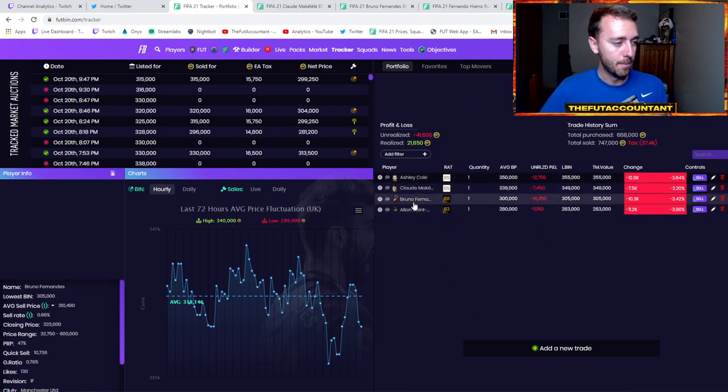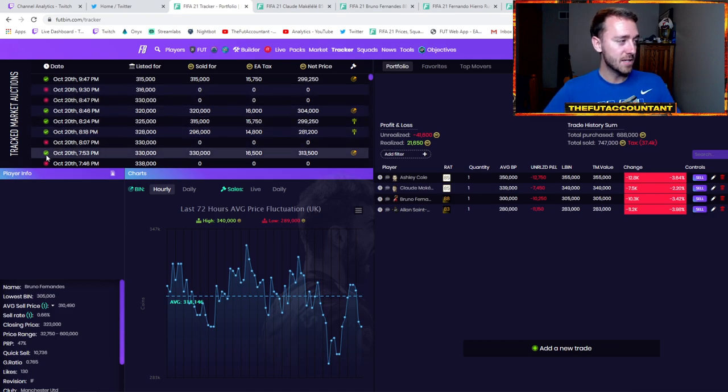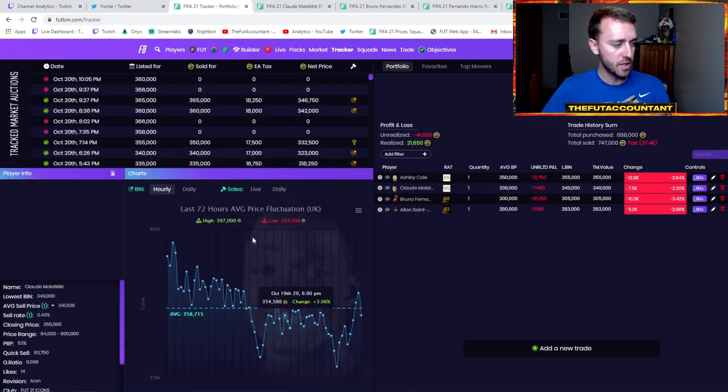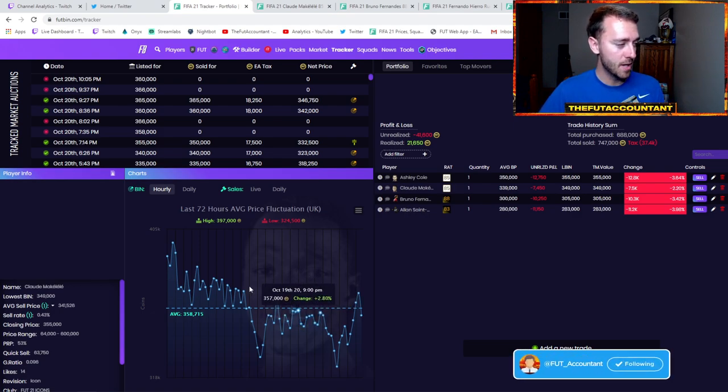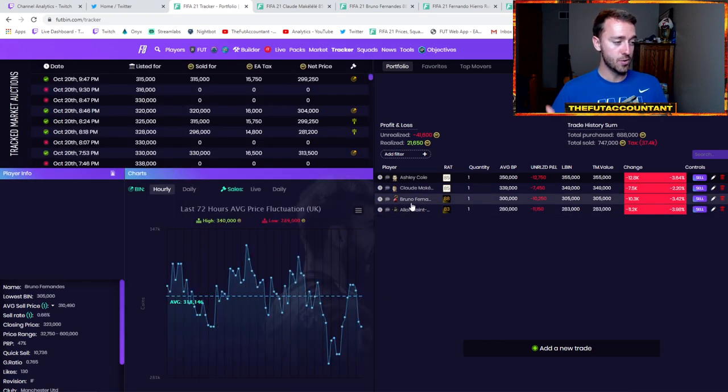I added Bruno Fernandes right here, and the left side is the graphs and the tracked market auctions for each individual player. You click on a certain player and you'll know who you're looking at based off the dynamic image, silhouetted in the background, and the player info over here on the left side. So I'm going to click on Bruno Fernandes, and I'm going to show you guys why this tool can be so useful for trading.